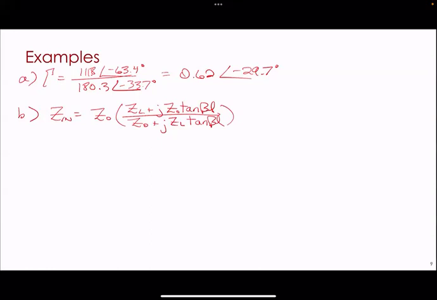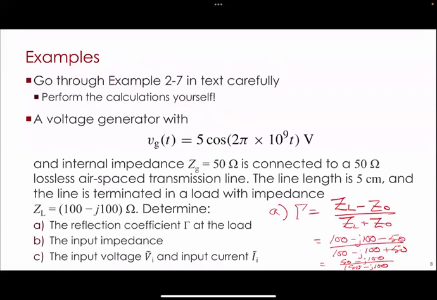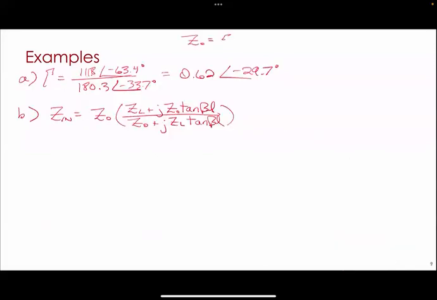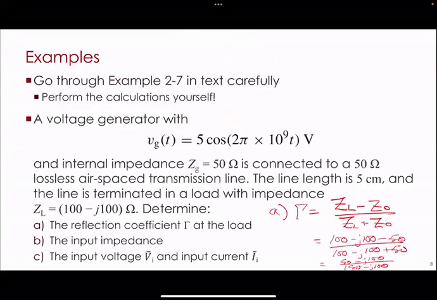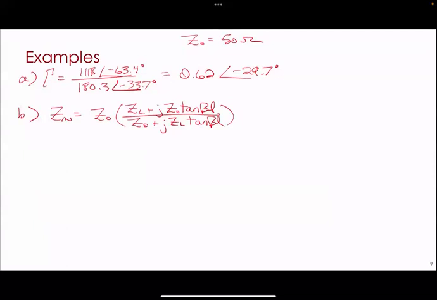So we need to go through all the parameters in this, see what we've got, see what we're lacking. So what is Z naught? 50. We know that because it says it's connected to a 50 ohm lossless airspace transmission line. That means Z naught equals 50. What else do we need? We need ZL.